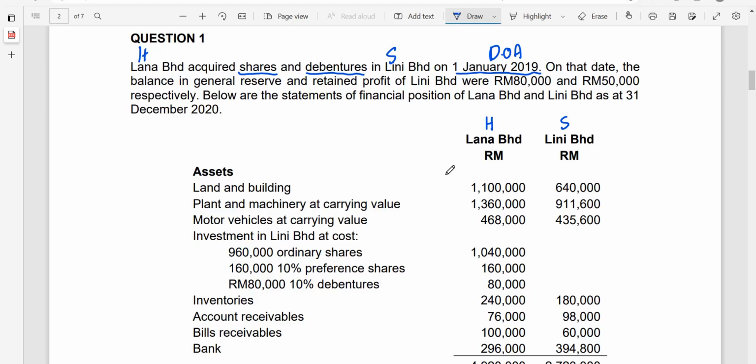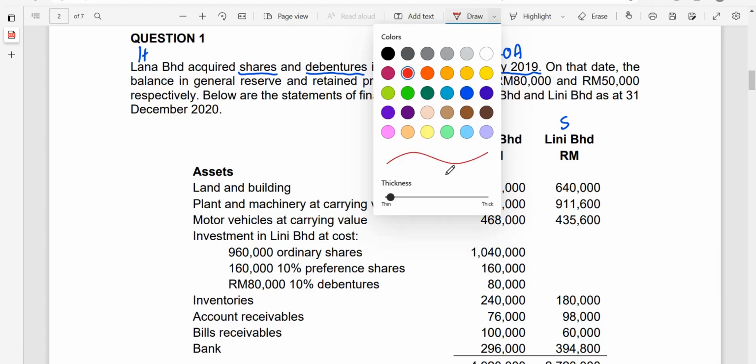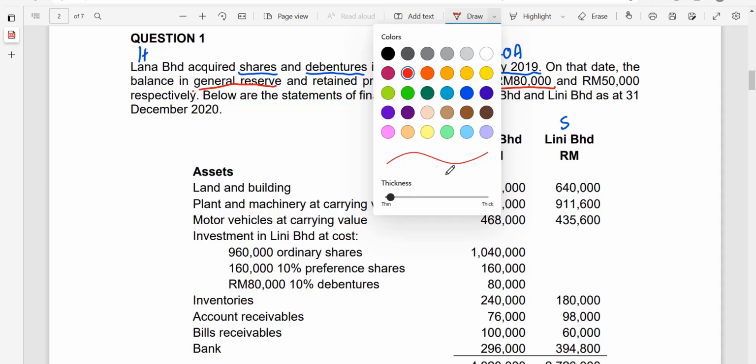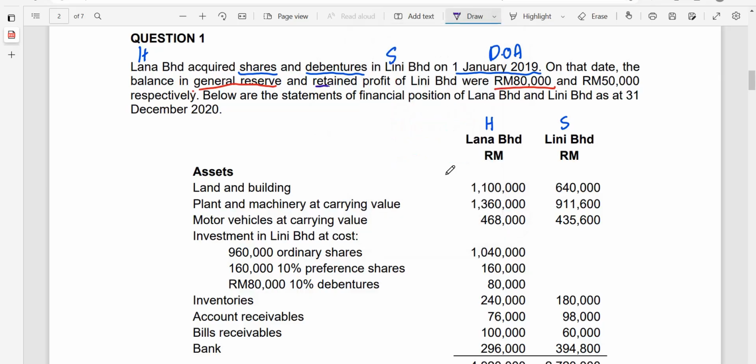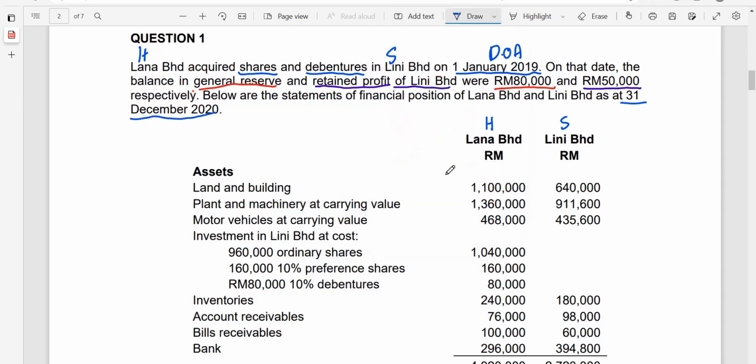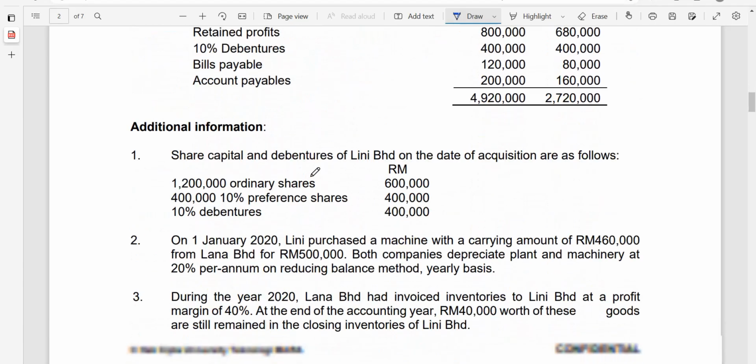The reserve has a figure there, a general reserve of 80,000, and the pre-acquisition retained profits of Lini is 50,000. And the year end of the company is the one given here in this question, which is as at 31st of December 2020. Before you proceed further, let us look at the requirement at the end of the question.